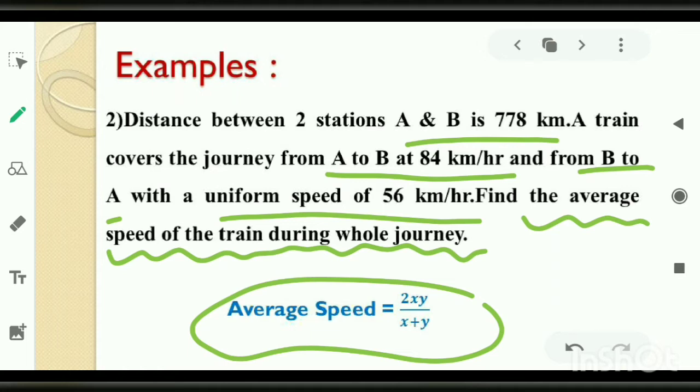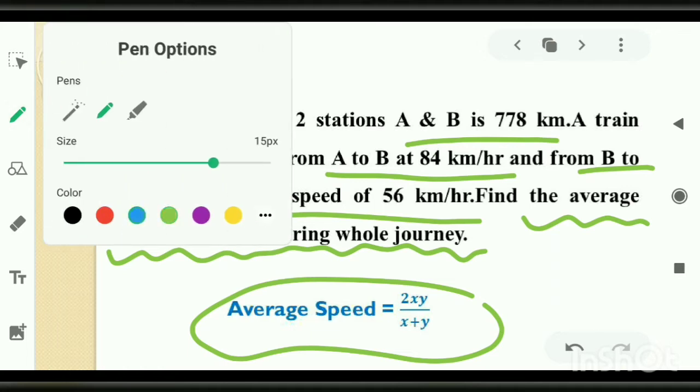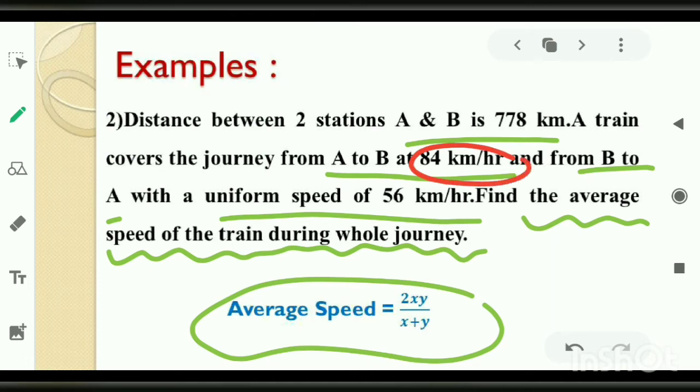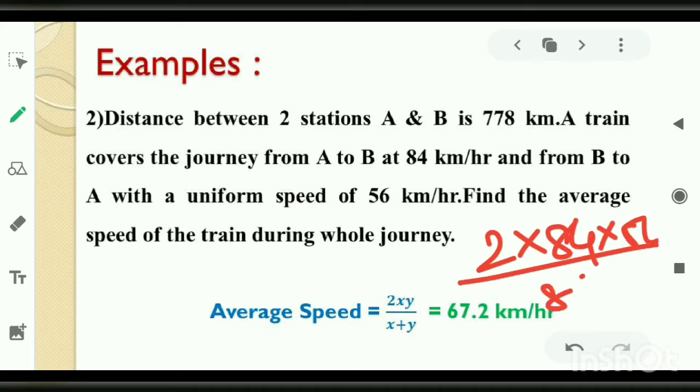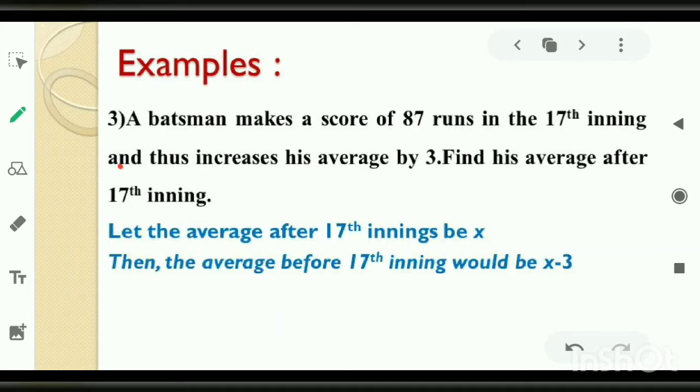In our question, x is nothing but 84 km per hour and y is nothing but 56 kilometer per hour. Okay, let's substitute: 2 into 84 into 56 whole divided by 84 plus 56. On simplifying we will get the average speed as 67.2 kilometers per hour. It is very simple, right? You just have to remember the formula. Let's begin the third problem.